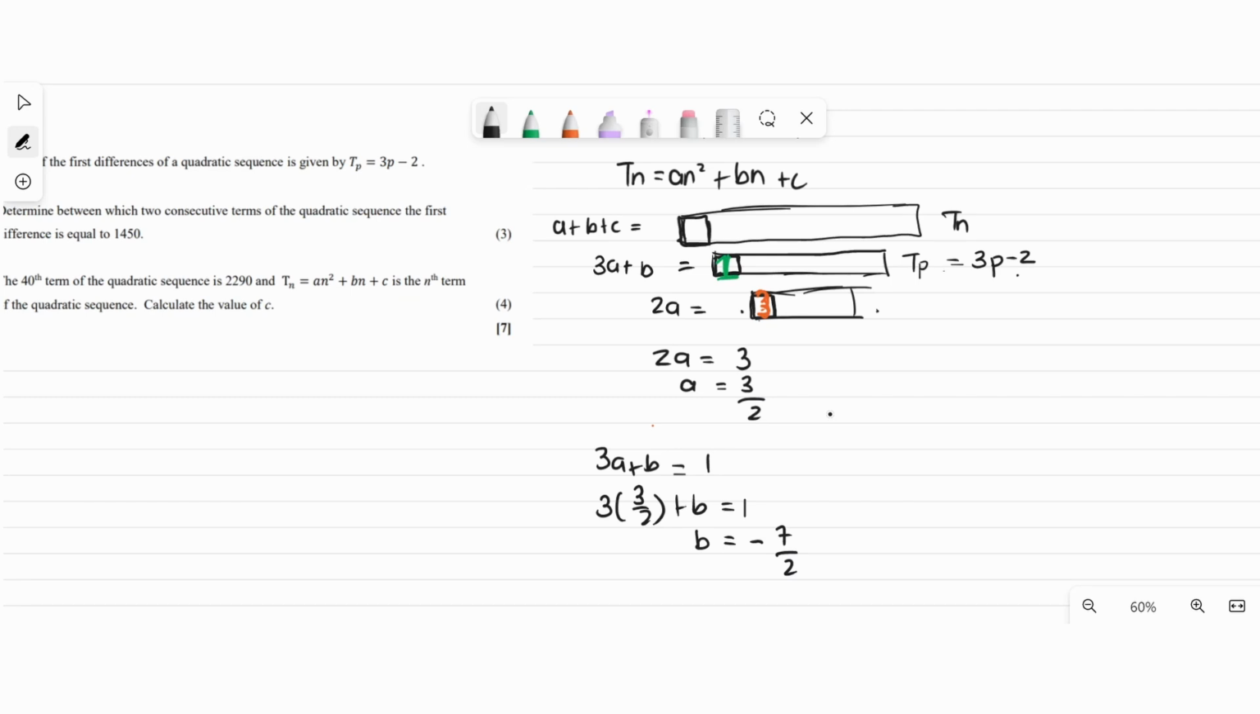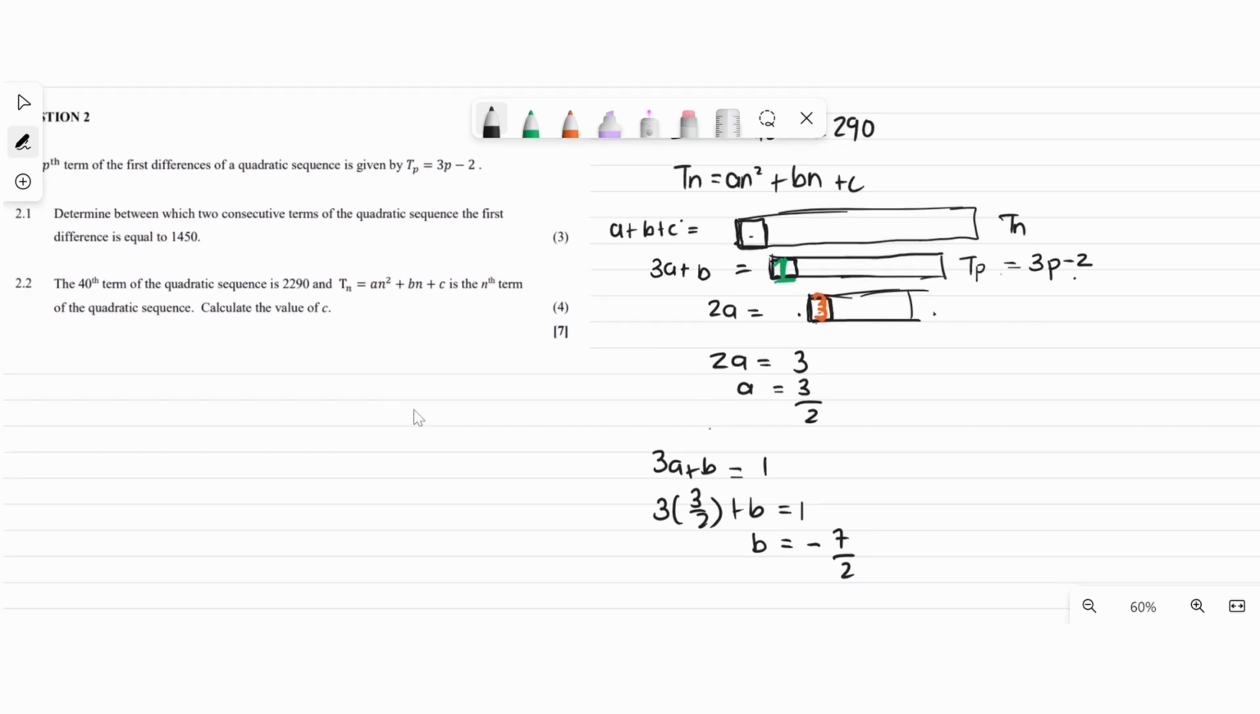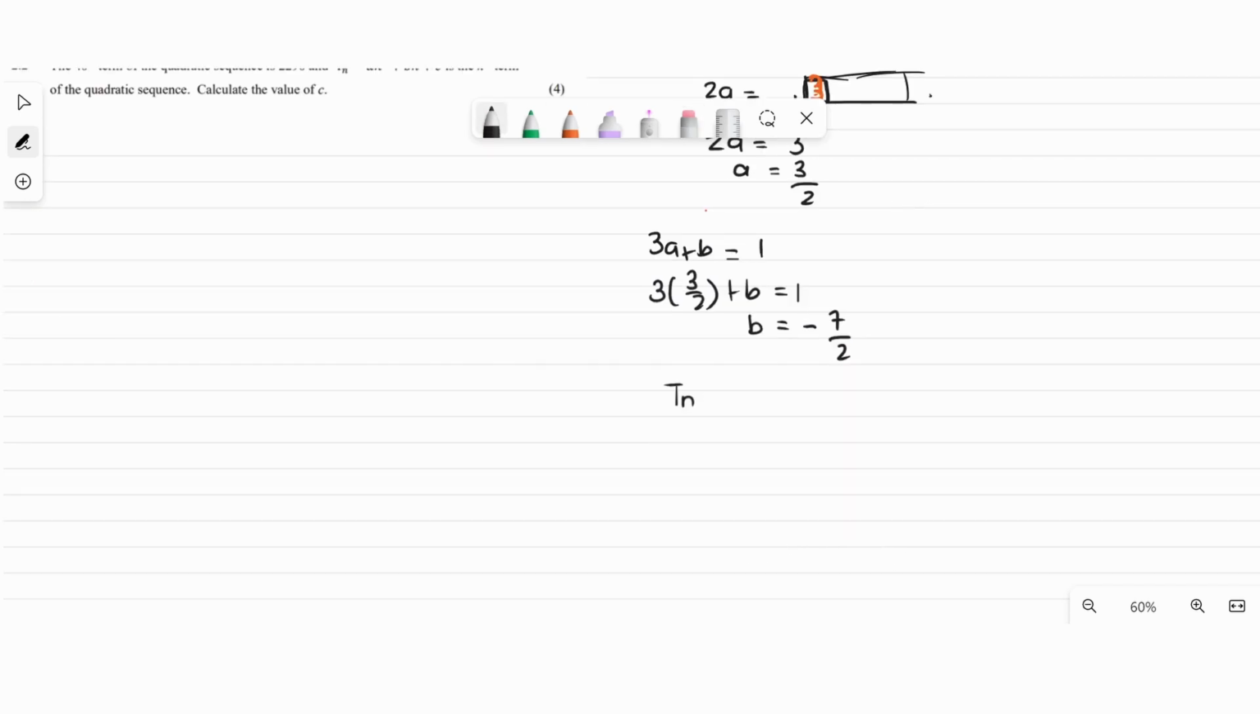Then, since I can't find the top part to equate it to find C, what can I use? I can use this information that T40 is equal to 2,290. So I can use that information. So let me write the general solution now, the Tn, but now having A and B in it. So Tn is equal to An squared plus Bn plus C.